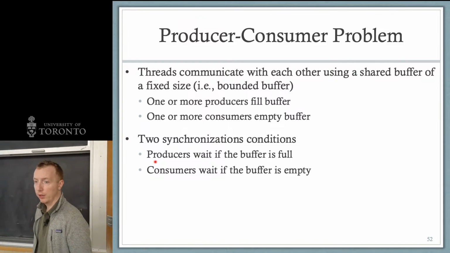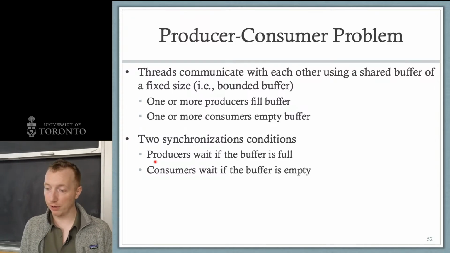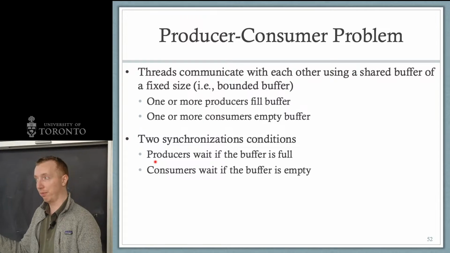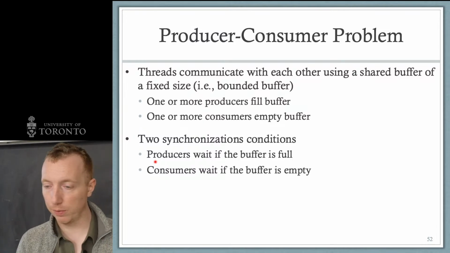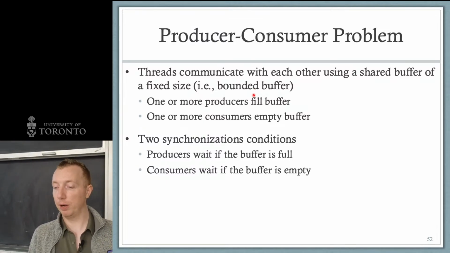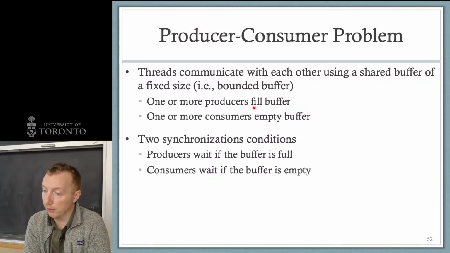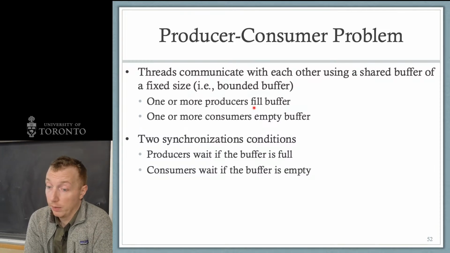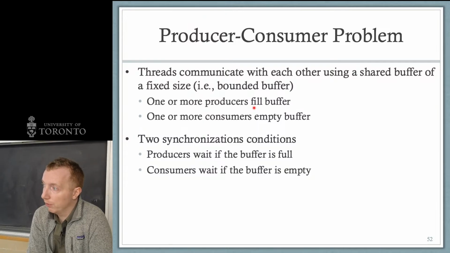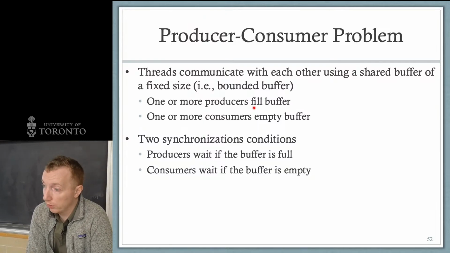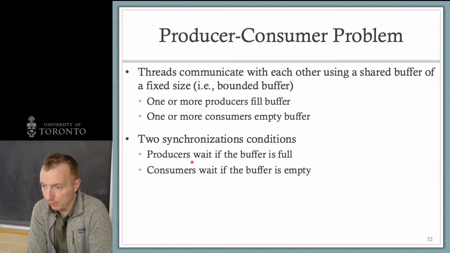So, producer-consumer problems. You can use threads to communicate with each other using a shared buffer of fixed size, like a bounded buffer, or a circular buffer that just writes over itself over and over again. Your producers fill the buffer, your consumers empty the buffer, and then you essentially have two synchronization conditions. Producers should wait if the buffer is full. Those are the things writing values there. If it's already full, they should just wait for a consumer to empty out one of the slots. Consumers should wait if that buffer is empty.